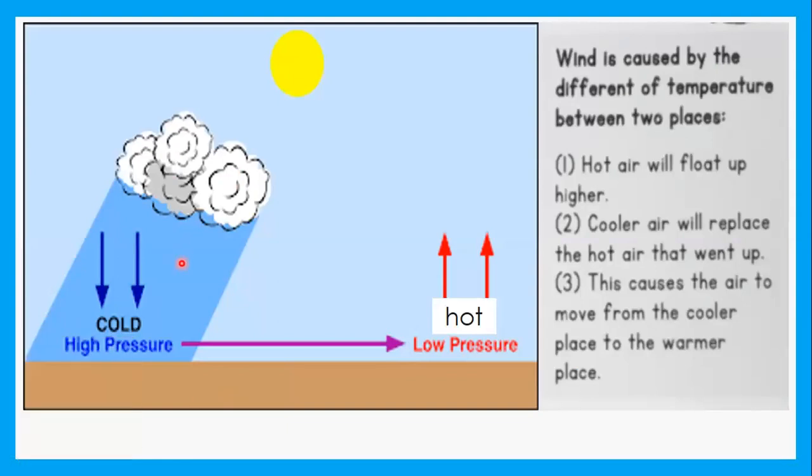The cold weather with high pressure is moving towards the hot weather with low pressure, and the hot weather with the low pressure is moving up in the sky. The cold weather is going to replace the hot weather. Wind is caused by the difference of temperature between two places. One, the hot air will float up higher and higher. Two, cool air will replace the hot air that went up. Number three, this causes the air to move from the cooler place to the warmer place.